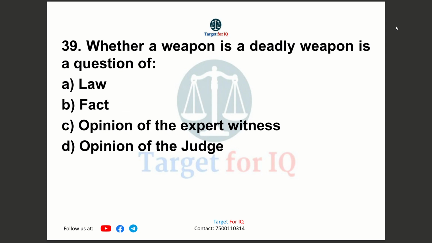Question number 39. Whether a weapon is a deadly weapon is a question of option A, law. Option B, fact. Option C, opinion of the expert witness. Option D, opinion of the judge. So the correct answer to question number 39 is option B, that is, whether a weapon is a deadly weapon or not is a question of fact.